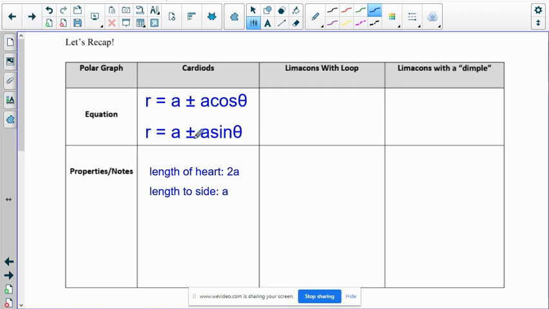The length of the heart, the long distance, you're just going to take those two numbers and add them together. And then the length to the side is just going to be a, because the cosine or the sine has been 0, and so that's gone. So you can graph cardioids quickly. And the other side's always going to hit the pole.